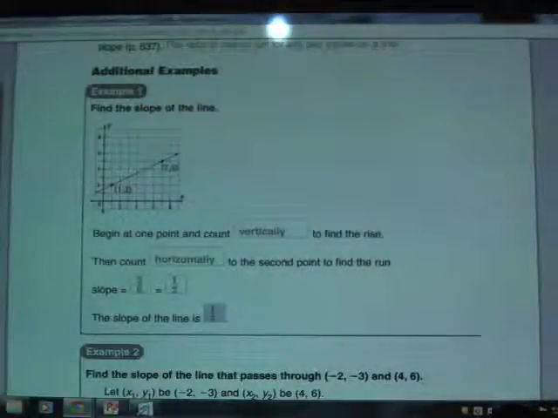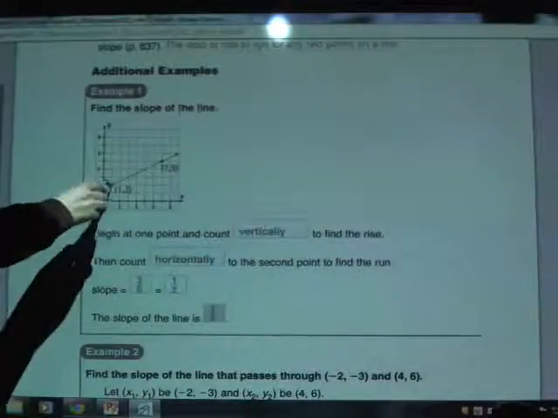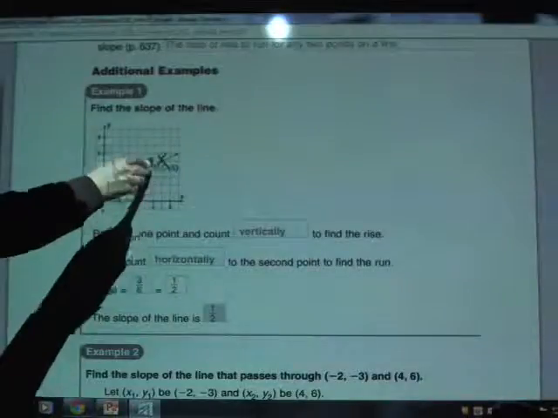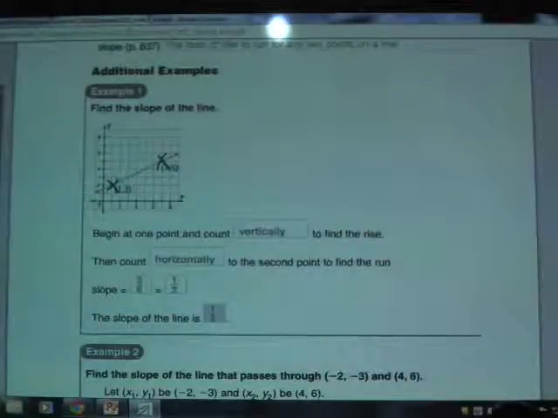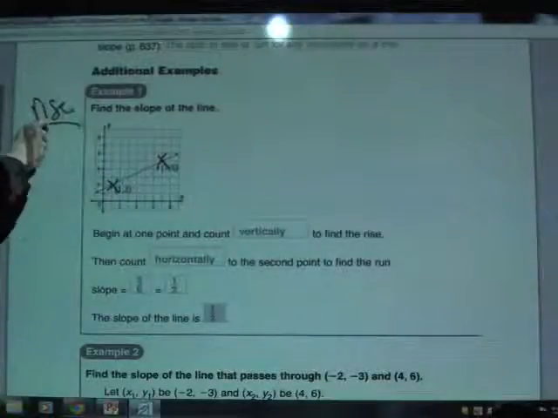So what you want to do is identify a couple points that are on that line. And as you can see in this particular question, they've identified 1, 2, and 7, 5 for us. You can pick anything that's on that line. That's just what they happened to pick. Slope, again, was defined as the change in the y's over the changes in the x's, or, to put it simply, the rise and the run.